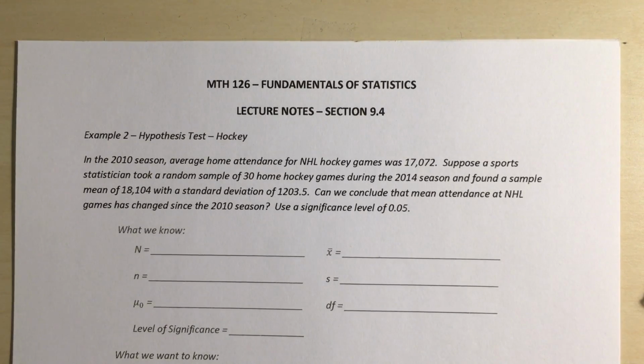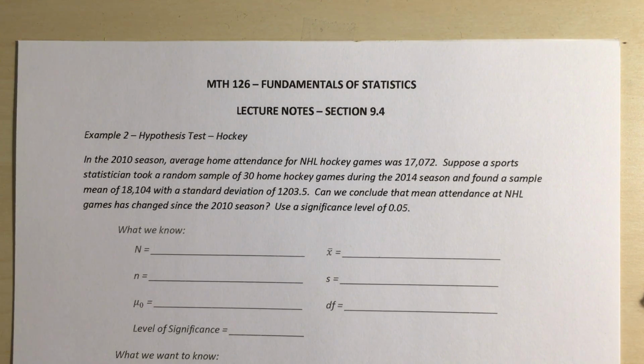Right, so one final example for section 9.4. In the 2010 season, average home attendance for NHL hockey games was 17,072. Suppose a sports statistician took a random sample of 30 home hockey games during the 2014 season and found a sample mean of 18,104 with a standard deviation of 1,203.5.